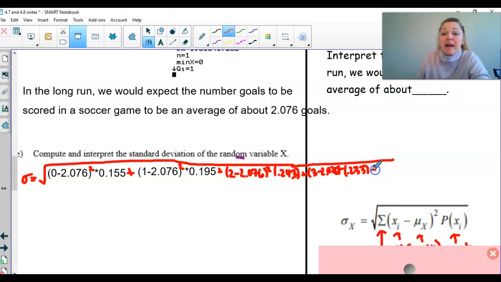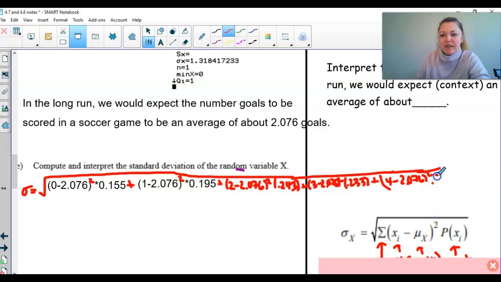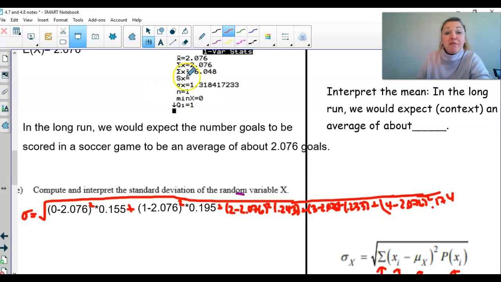Okay. And then plus, finally, observation 4 minus the mean, 2.076, squared times the probability of that observation, 0.174. Now, you don't have to calculate this by hand. Your calculator did it for you, the sigma right here. So sigma is equal to 1.3184. This is our standard deviation.